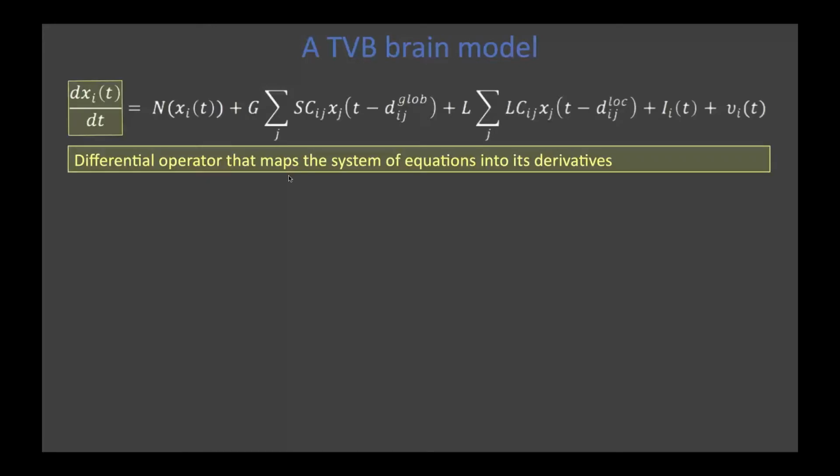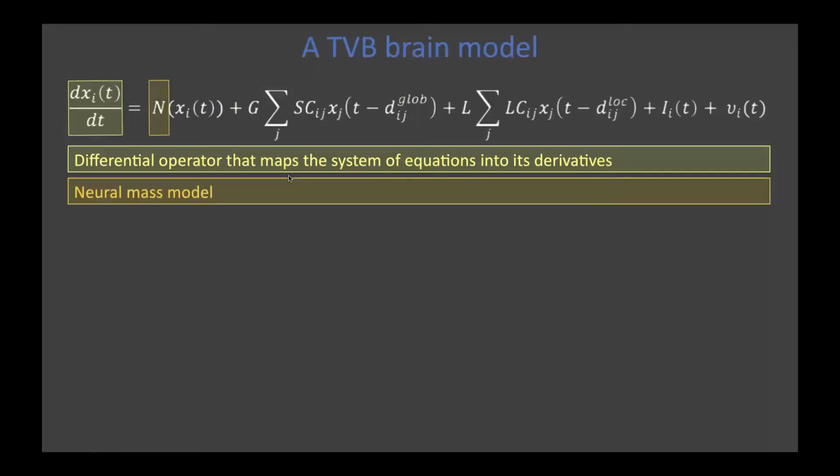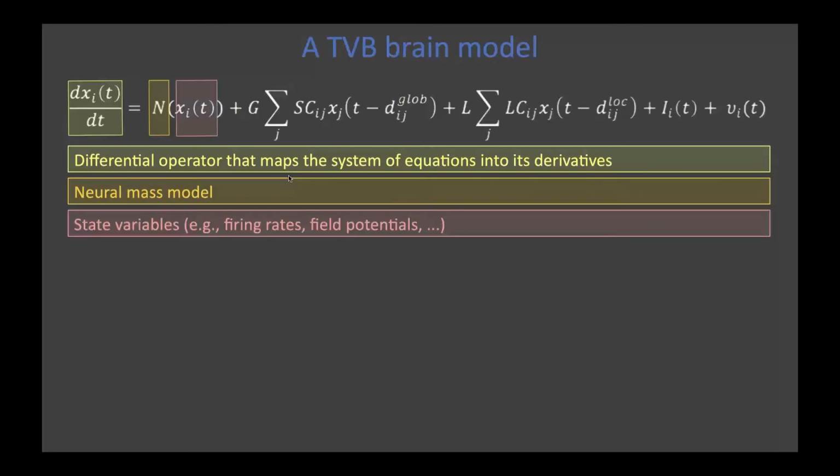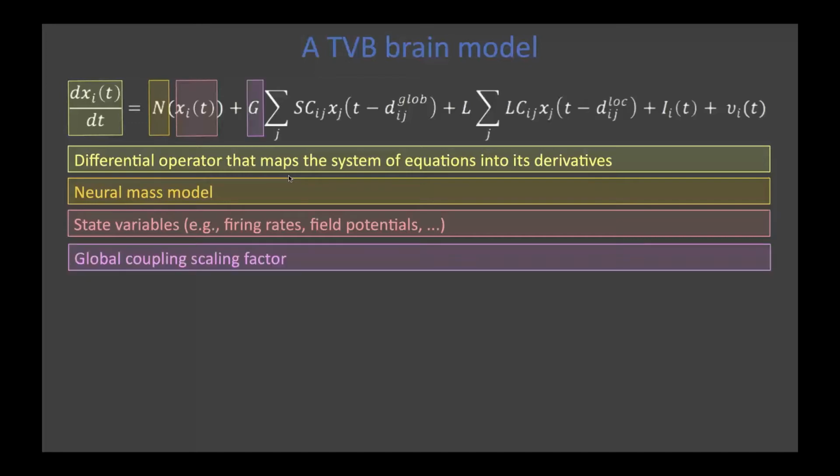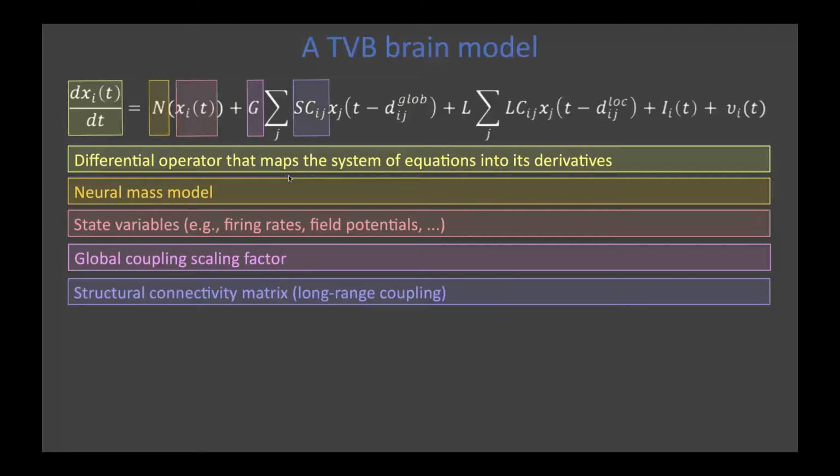So this is a differential operator that maps something in time to the next time point. And this is the neural mass model. We have heard different names for that, reduced Wong-Wang or Jansen-Rit. And this is the state variable. It can be a firing rate or something that is going through the model and put towards the next time step. And this is very important as well. We have seen we need to optimize this. This is a global coupling scaling factor, with which you can alter the structural connectivity matrix.